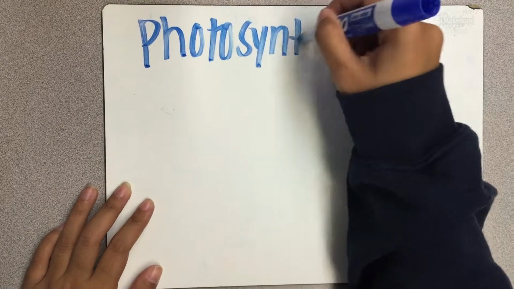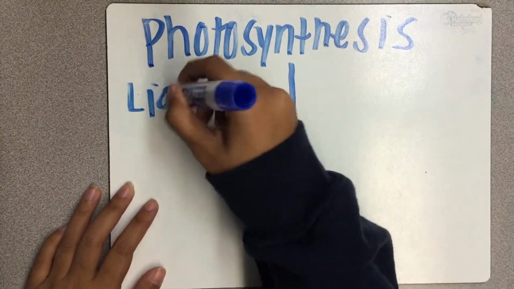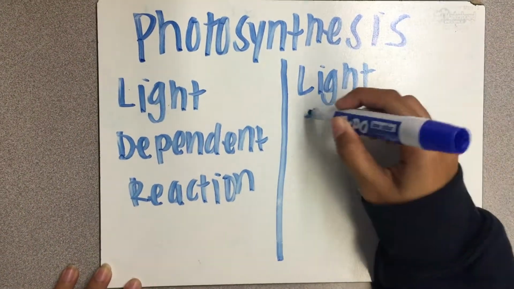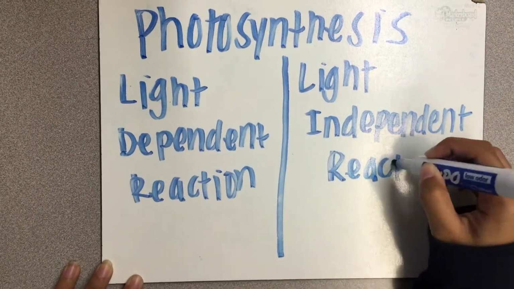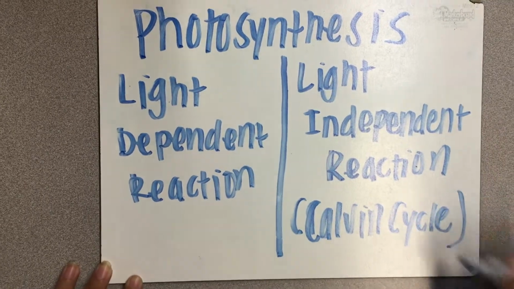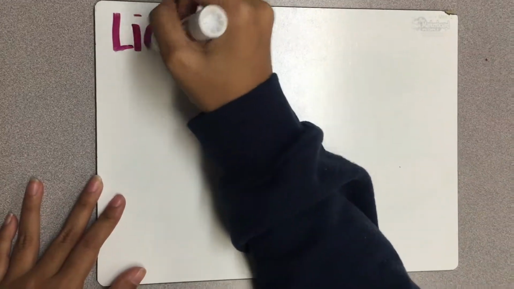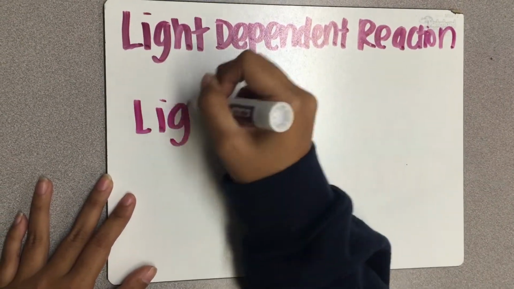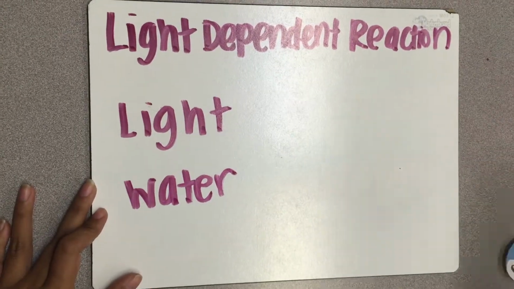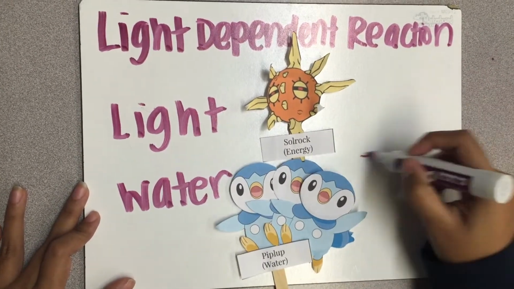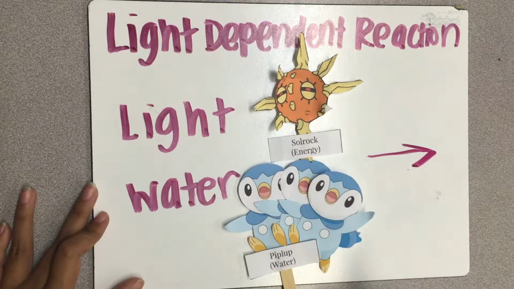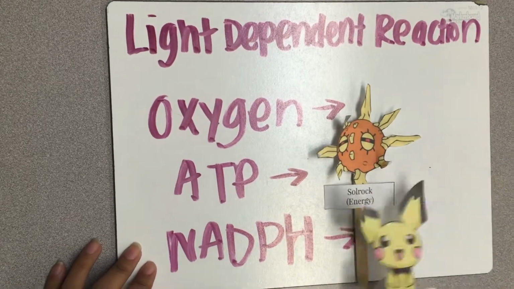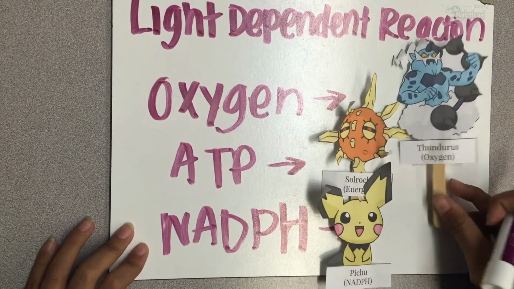Alright, let's talk about the process of photosynthesis. Photosynthesis can be divided into two major processes. First, you have the light-dependent reaction and the light-independent reaction, which is also known as the Calvin cycle. The light-dependent reaction uses light and water to create oxygen, ATP, and NADPH. So basically, the light-dependent reaction uses the light energy from Solrock and Piplup to create Tornadus, Solrock, and Pichu.